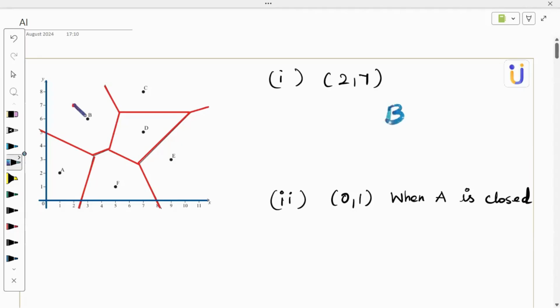And if she is at 0,1, which restaurant should she go to when A is closed? So let's go to 0,1. X is 0 and Y is 1. Obviously, we'll pick A, but A is not possible, so we can go for F. So it's F. That's simple. That is the first part.